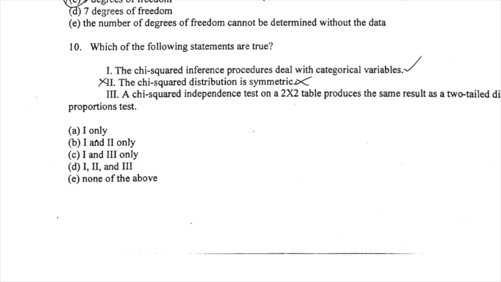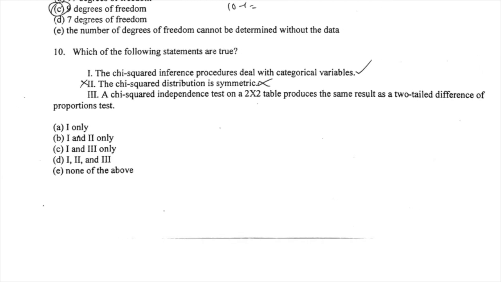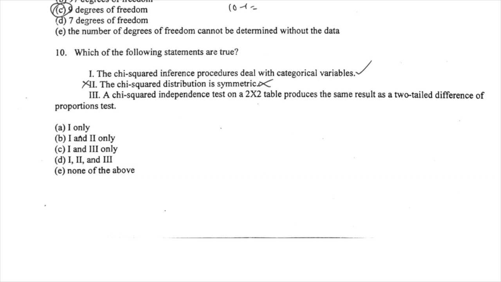A chi-squared test of independence on a 2x2 table produces the same results as a two-tailed difference of proportions. Remember, that's a 2-prop z-test. And we've actually talked about that even just in this video. But there's a problem with this one. This one's actually false because it's not that. Independence tests to see if there's a relationship, when in a 2-prop z-test, we're looking to see if there's a difference in the two. So it's actually the homogeneity test. And so it's actually false, right? So the only one that is true is number 1, and that's A.